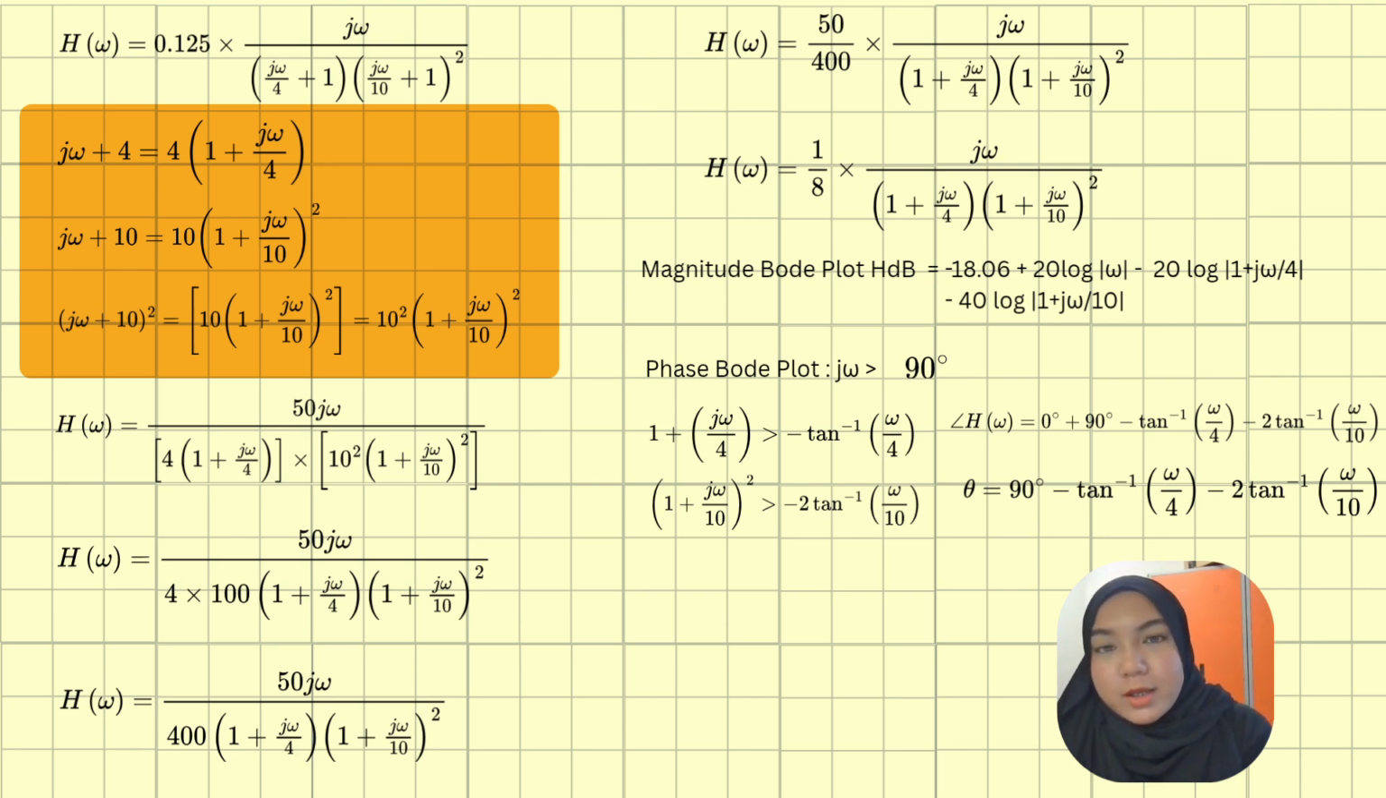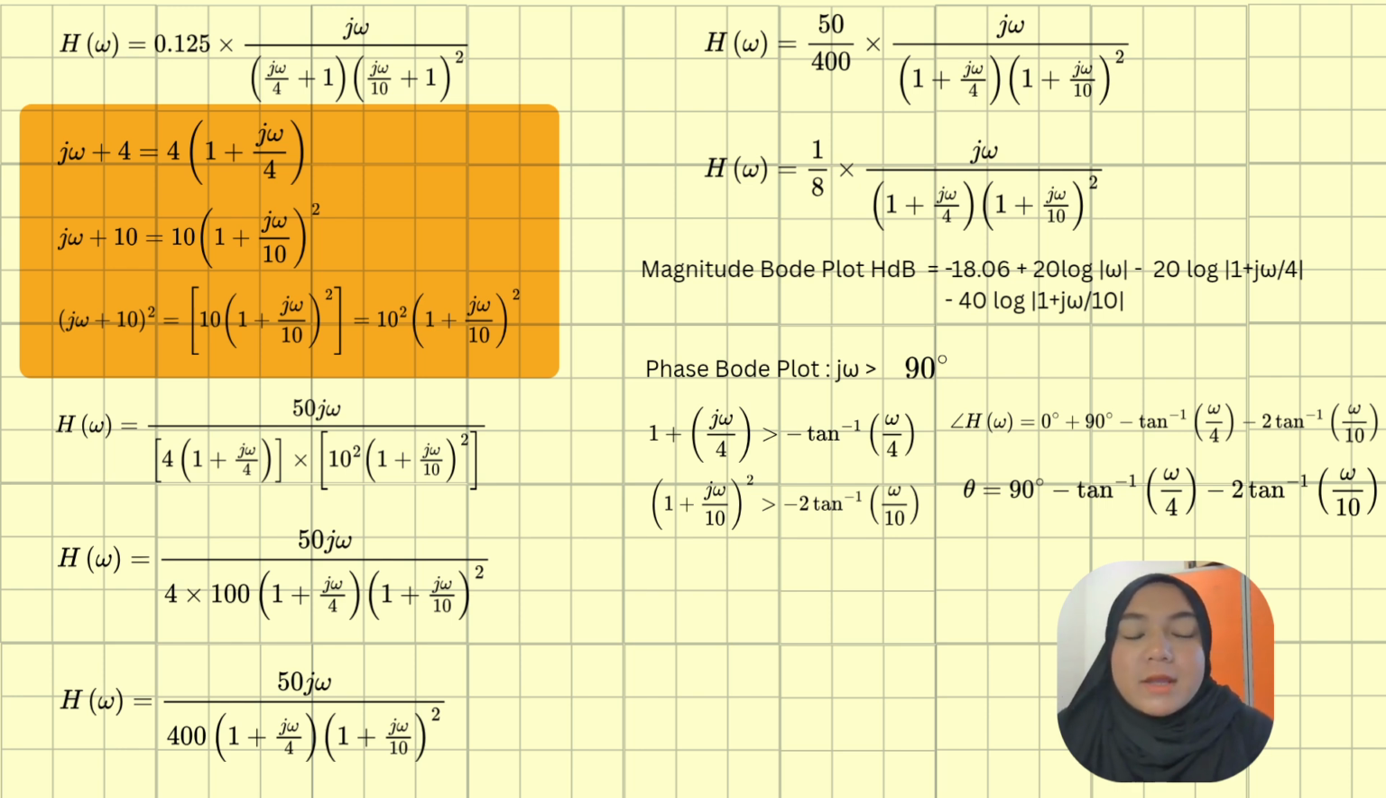in a Bode plot, when a term is in the denominator, the phase will be minus. And where is our denominator? Our denominator is 4 and 10, and our term is ω. That's why we get negative tangent. And then we also get negative 2 tangent for denominator 10.